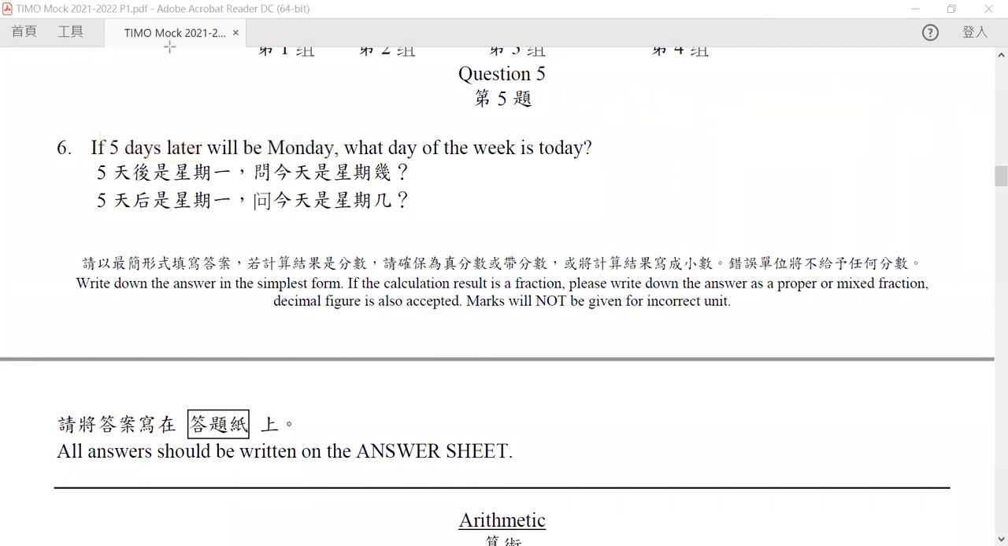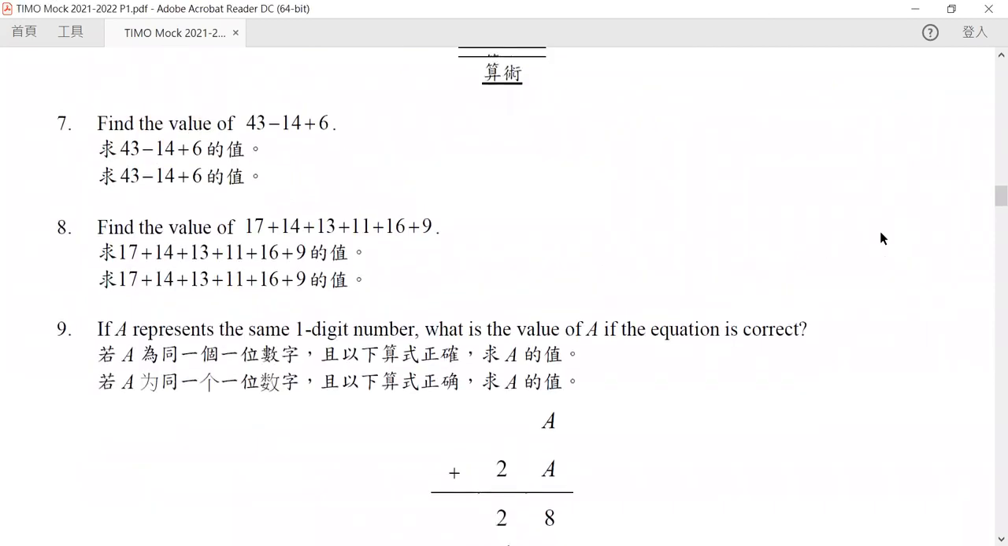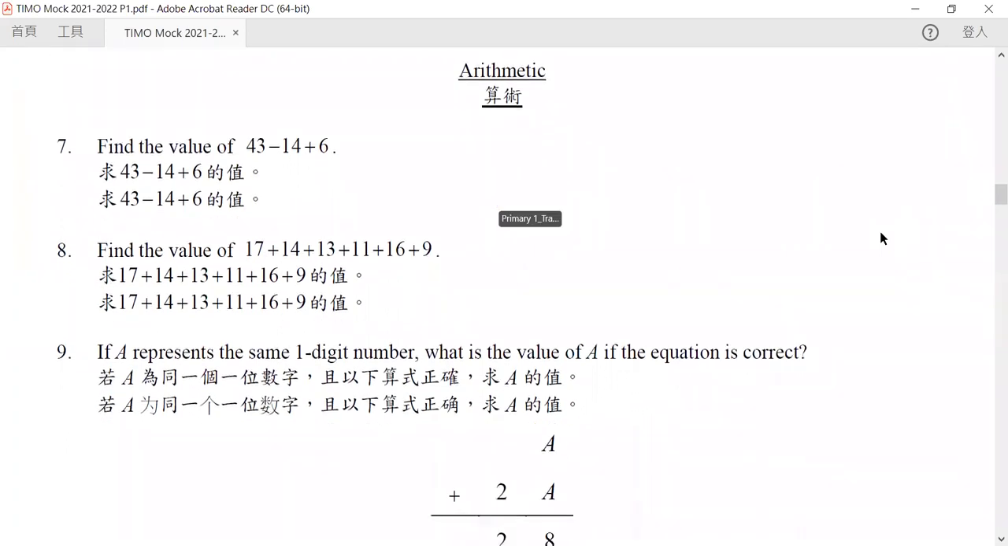Okay, so let's go to our next part, arithmetic. Now, this is very mathy, so to speak. It is the section in which it looks the most mathematical. Here it is all about adding and subtracting numbers. Okay, so find the value of this number: 43 minus 14 plus 6.